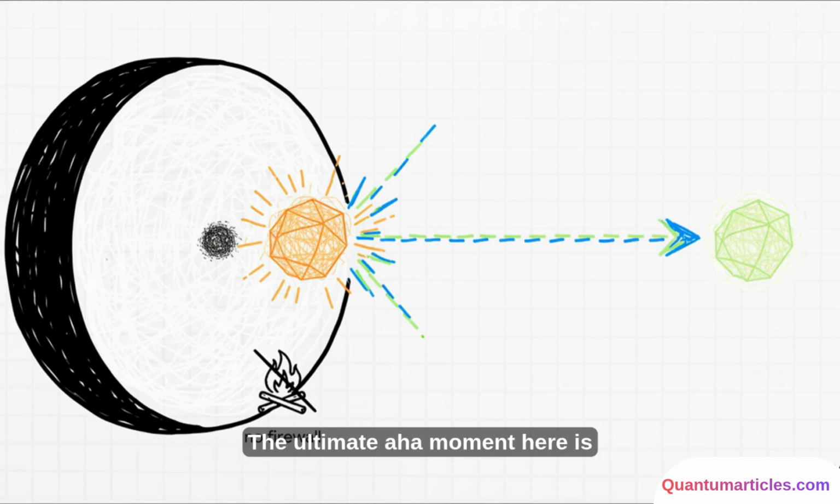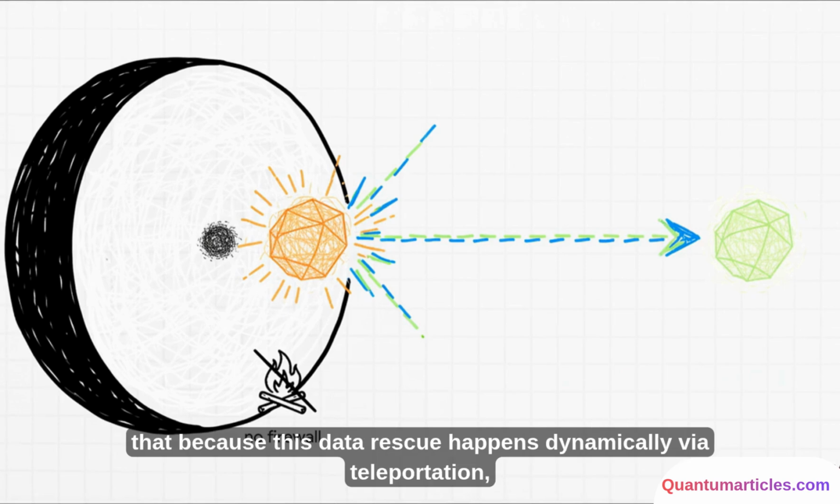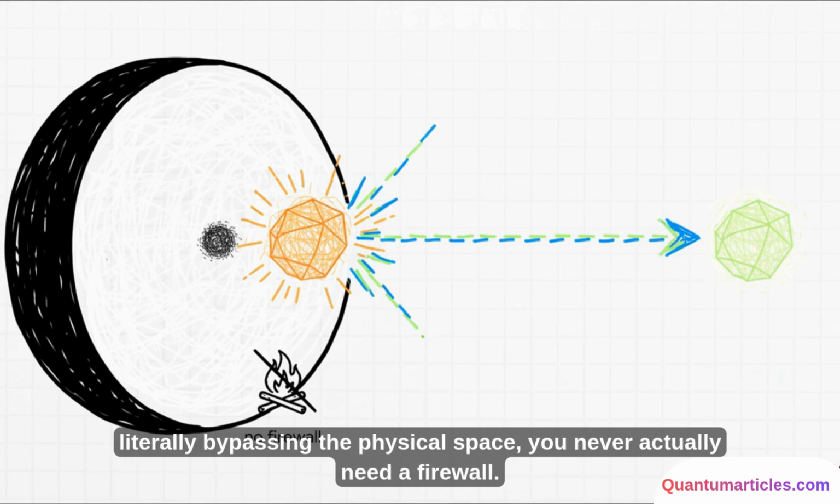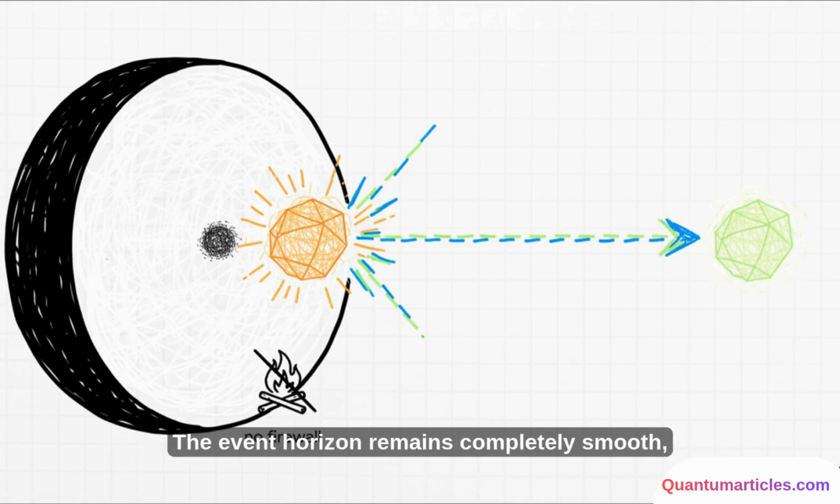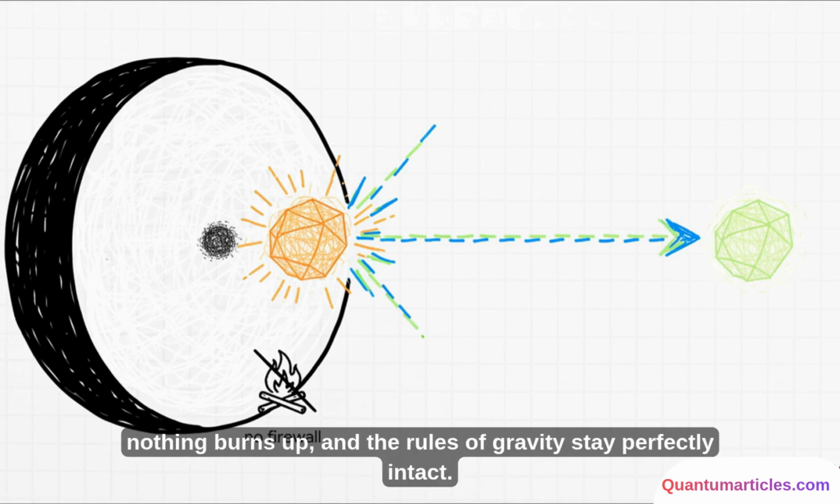The ultimate aha moment here is that because this data rescue happens dynamically via teleportation, literally bypassing the physical space, you never actually need a firewall. The event horizon remains completely smooth, nothing burns up, and the rules of gravity stay perfectly intact.